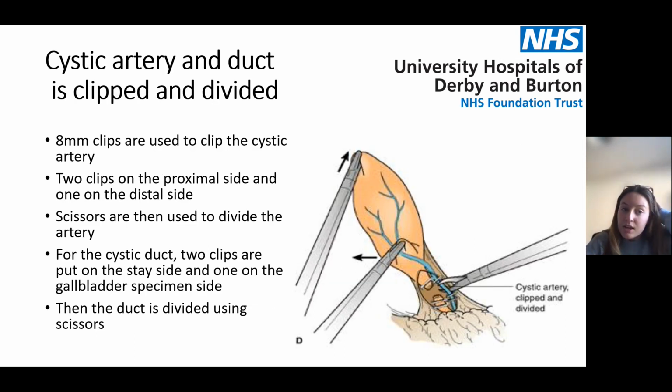Then the next step, cystic artery and duct is clipped and divided. So 8mm clips are used on the cystic artery. 2 clips are put on the proximal side and then 1 on the distal side. Then the scissors are used to divide the artery. It's the same principle for the duct. Again, 2 clips are on the stay side and then 1 is on the gallbladder specimen side. And then again, the scissors are used to cut them. So at the end, it should look like what it is in this photo.